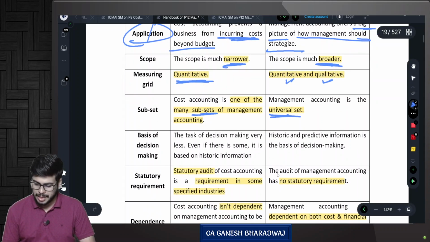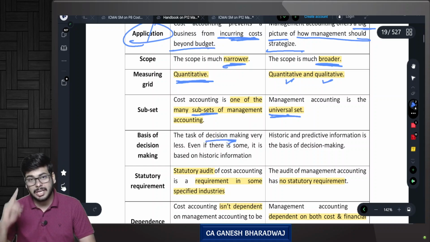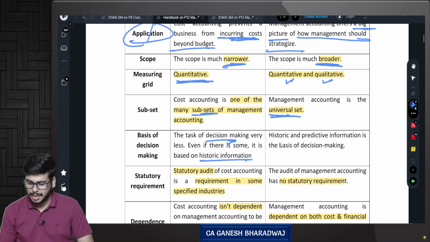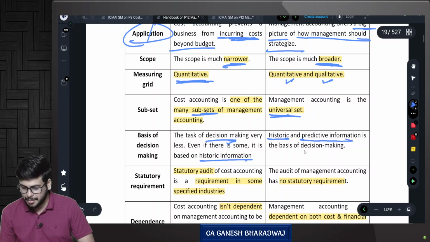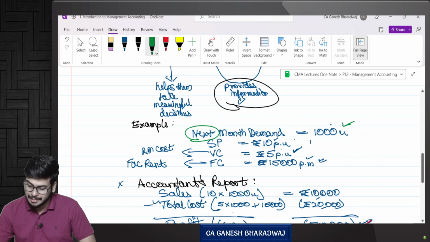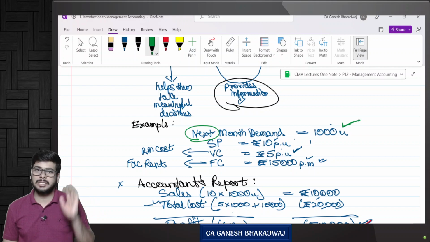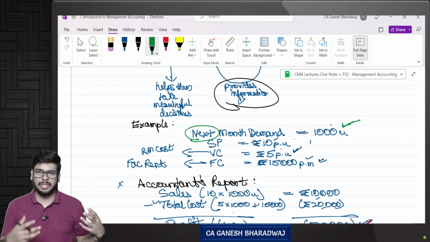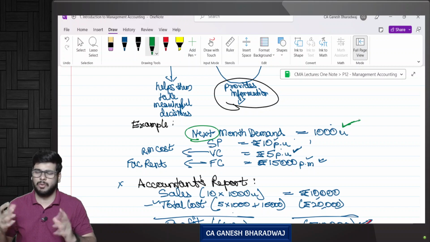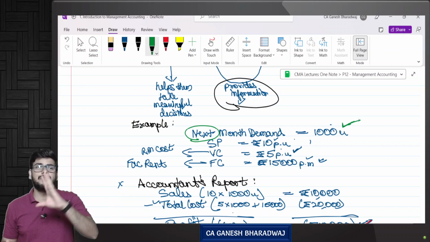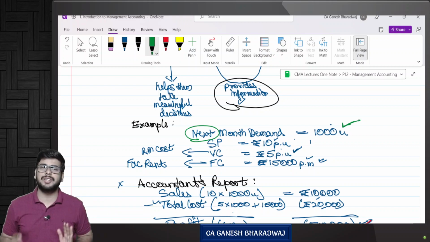Fine. Basis of decision making. The task of decision making in cost accounting is very less. Even if there is some, it is based on historical information. Whereas this subject is all about decision making. Historic and predictive information is the basis of decision making. I told you, for the next month, how did they arrive that 1,000 units is going to be the demand? Based on past data. The next month is going to be, let's say, Jan, Feb, or whatever, the Feb month. Now, for the next month, based on the past data, every February for the last 5 years, what has been the average demand, they will find out.